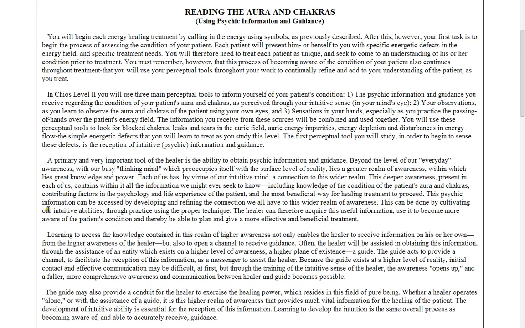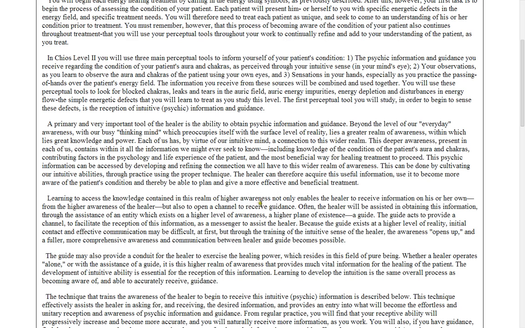This psychic or psychological information can be accessed by developing and refining the connection we all have to this wider realm of pure white light consciousness, awareness, Ahaya Asher Ahaya, I am that I am. This can be done by cultivating our intuitive abilities through practice using the proper technique. The healer can therefore acquire this useful information, use it to become more aware of the patient's condition, and thereby be able to plan and give a more effective and beneficial treatment.